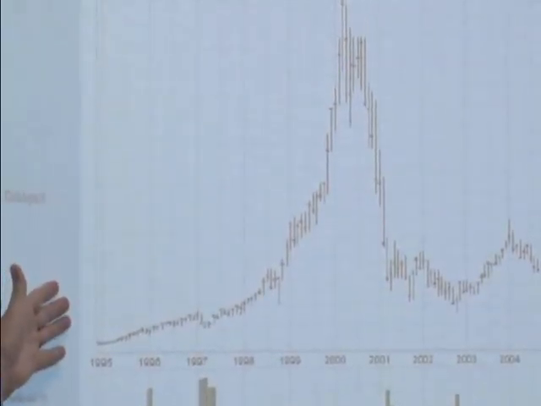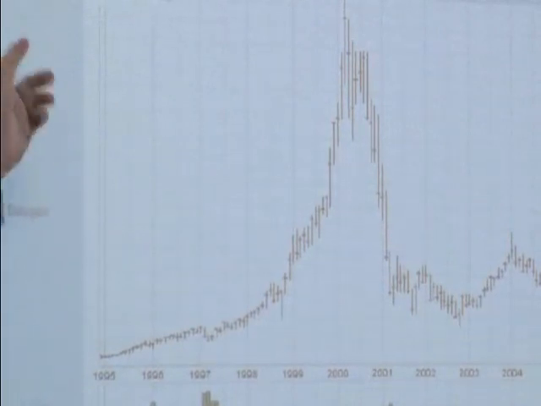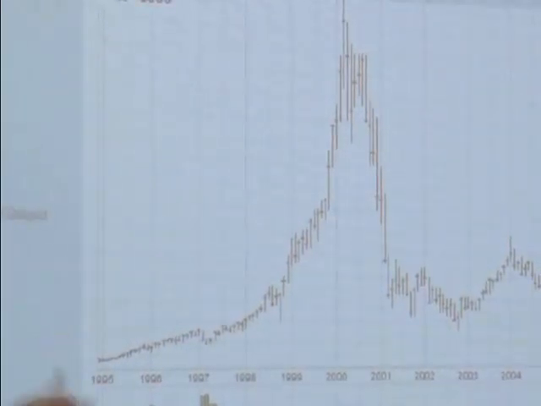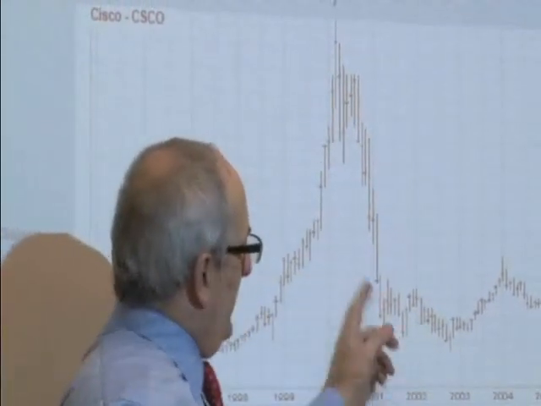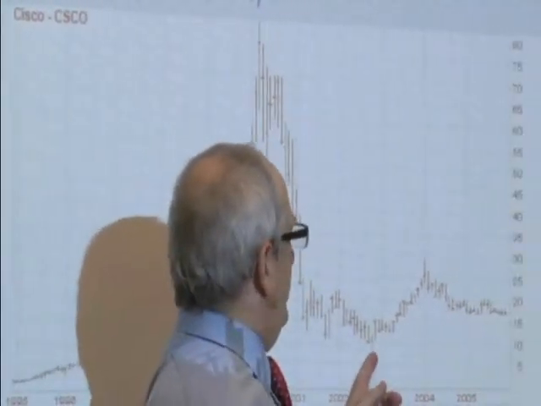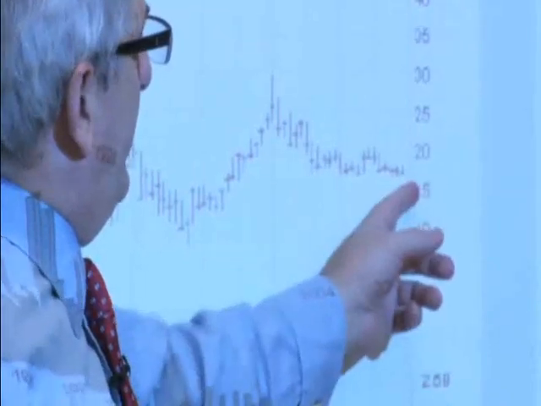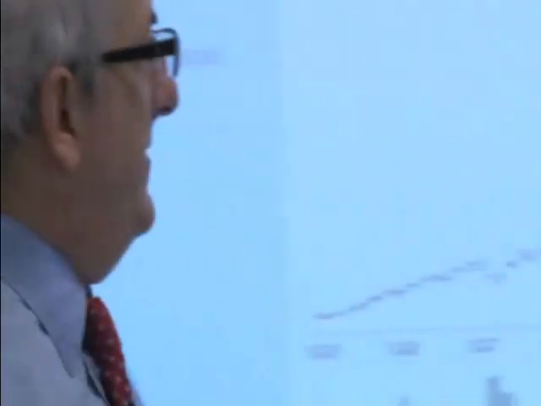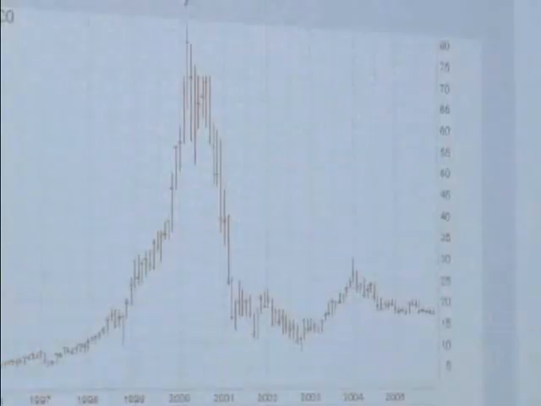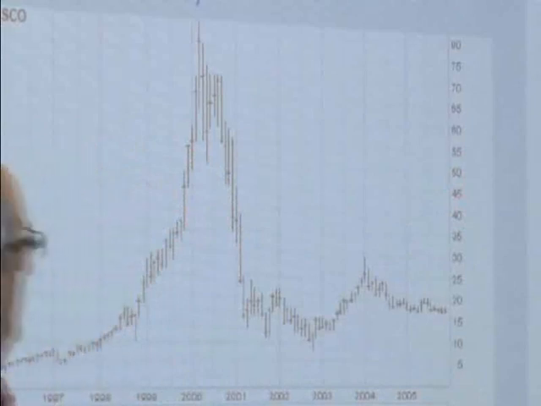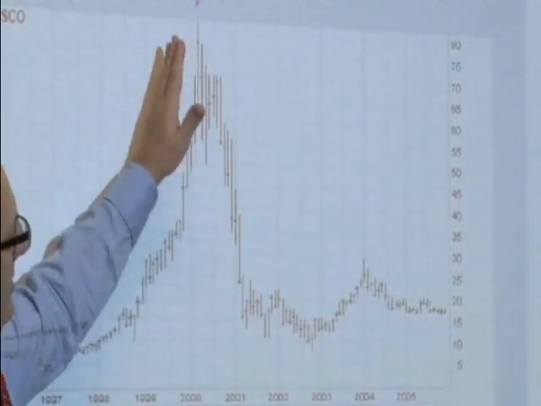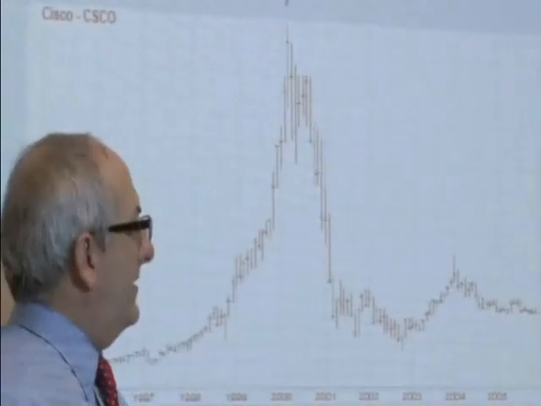So here's Cisco for 10 years. And you can see it goes from almost 0 to 90 and then comes back down to maybe 7.5, up to 25 and finishes around 20. So this nominal scale, which is just your normal scale, where everything goes by the same increment, 5 points, shows this as an enormous spike and collapse.